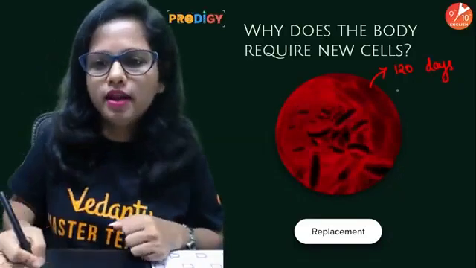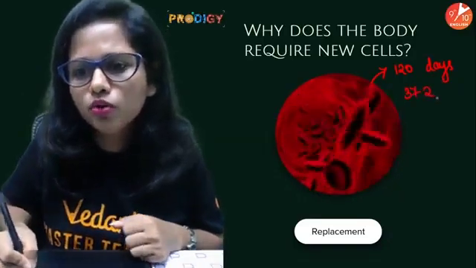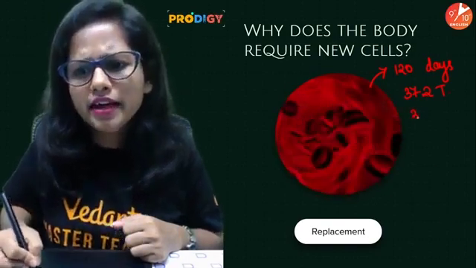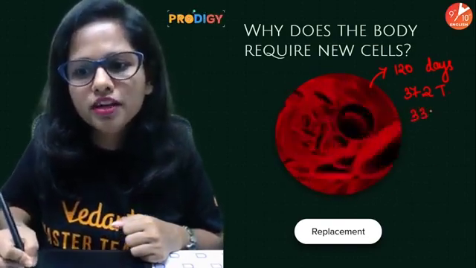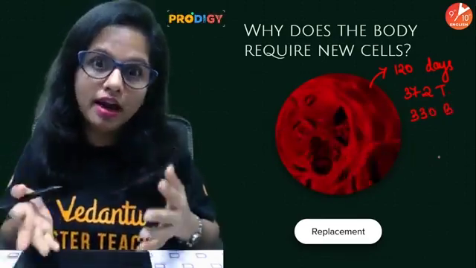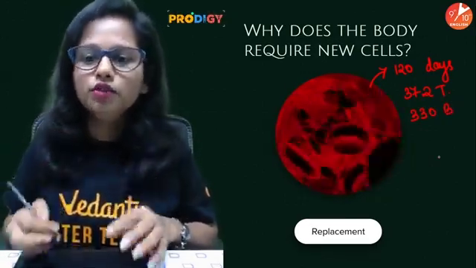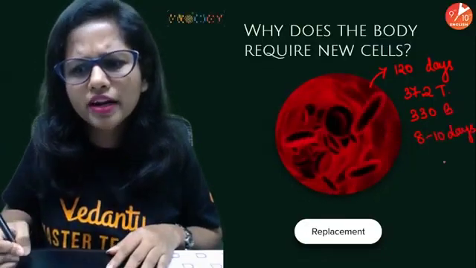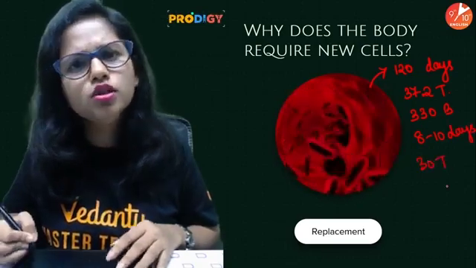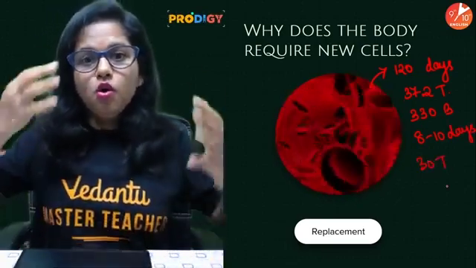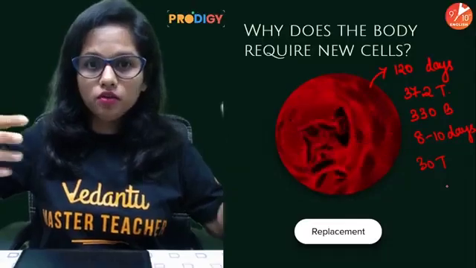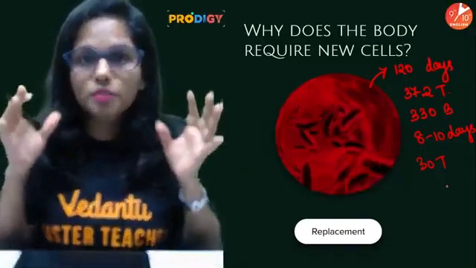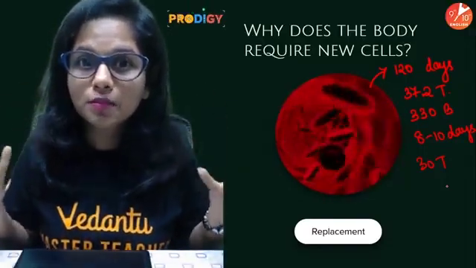You know what? There are approximately 37.2 trillion cells present in our body. And every day, approximately 330 billion cells die. Then within a span of 8 to 10 days, 30 trillion cells are replaced. Means overall, approximately all the cells present in our body are being replaced. So on such a massive scale, the cells are being replaced in our body.